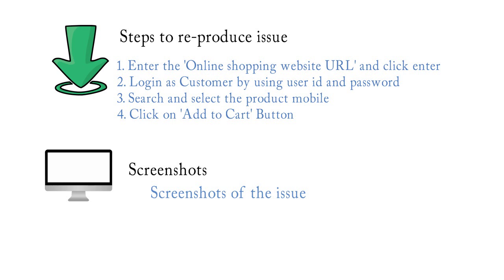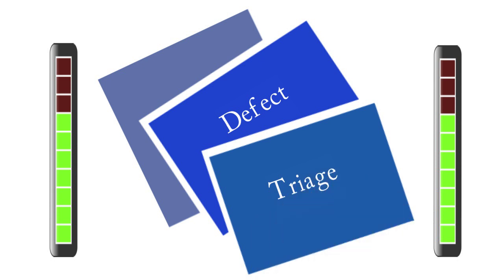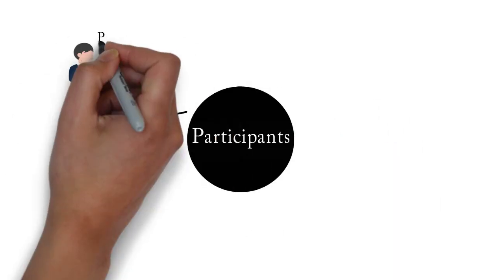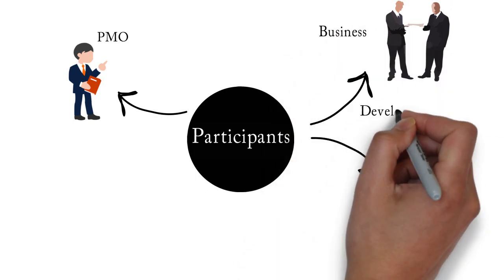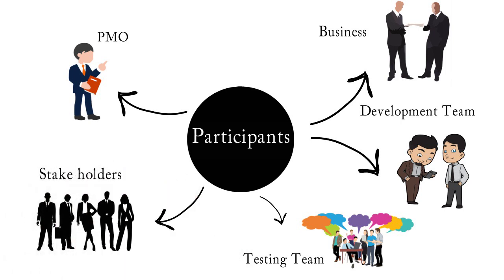Okay, we have seen the defect template with an example. Let's get into the next topic, defect triage. Defect triage is a process to define the severities and priorities of a defect. The participants are representatives from PMO, business, development team, testing team, and other stakeholders.